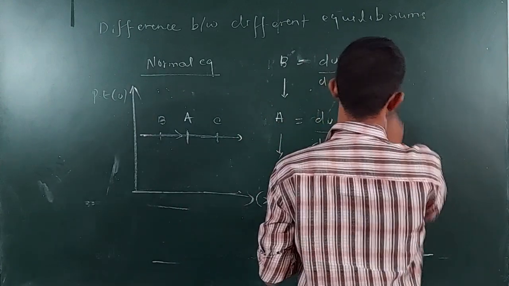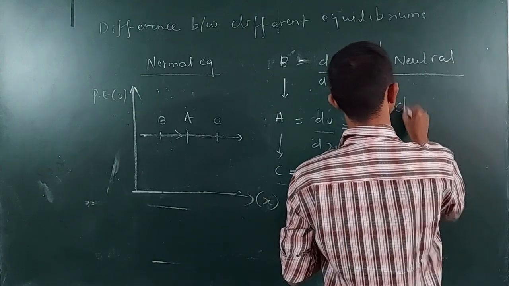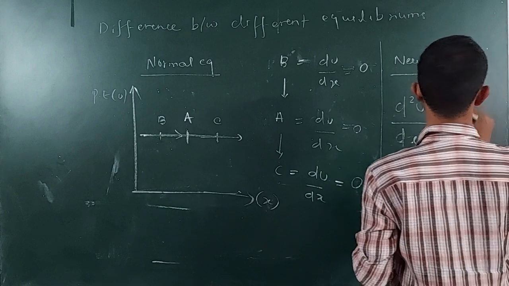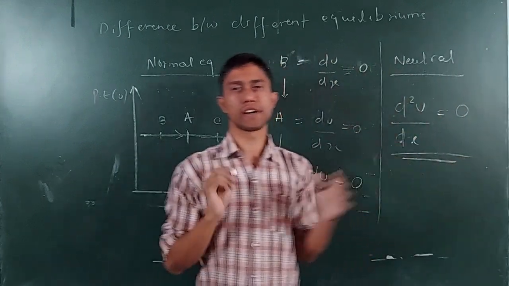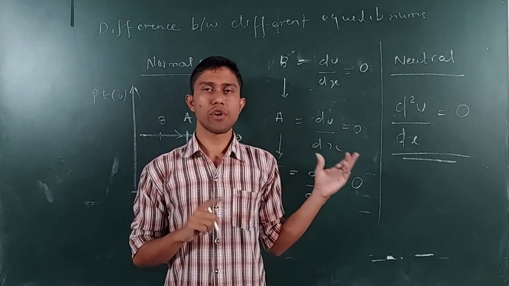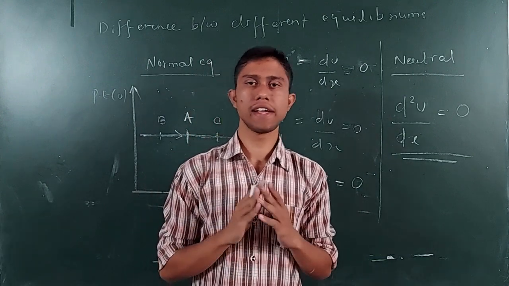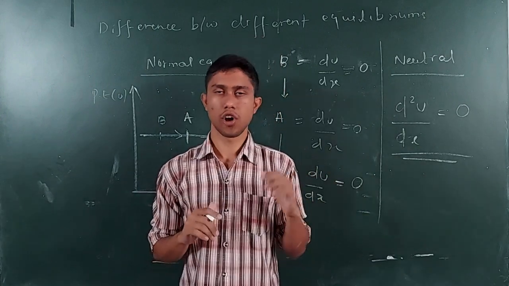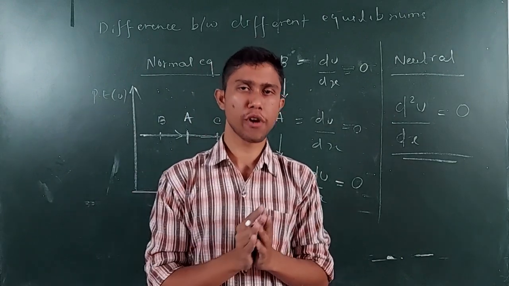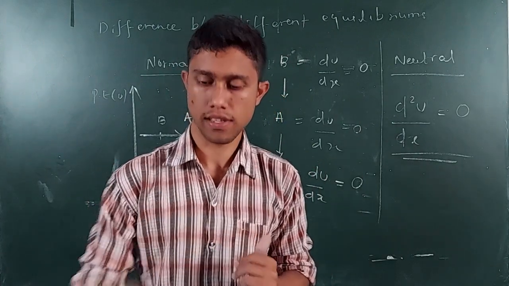So for a neutral equilibrium, d square u by dx square is going to be 0. So it is a very important thing. For stable equilibrium, I know d square u by dx square is positive. For an unstable equilibrium, d square u by dx square is negative, and for neutral equilibrium, it is this thing. So in short, we have understood on what point we differentiate between stable, unstable and neutral equilibrium. So I'll draw a summary and we'll end this class.